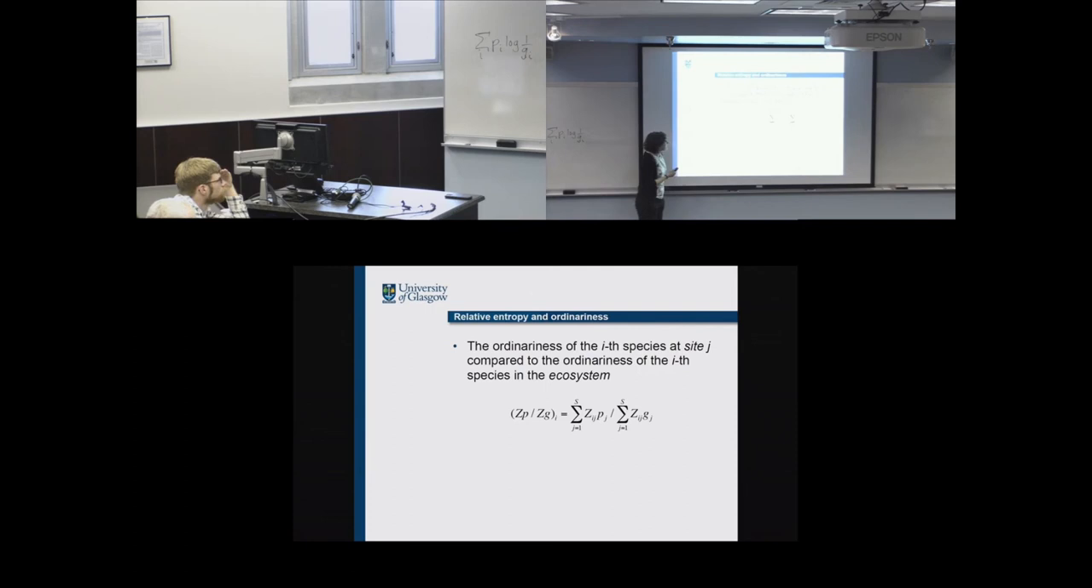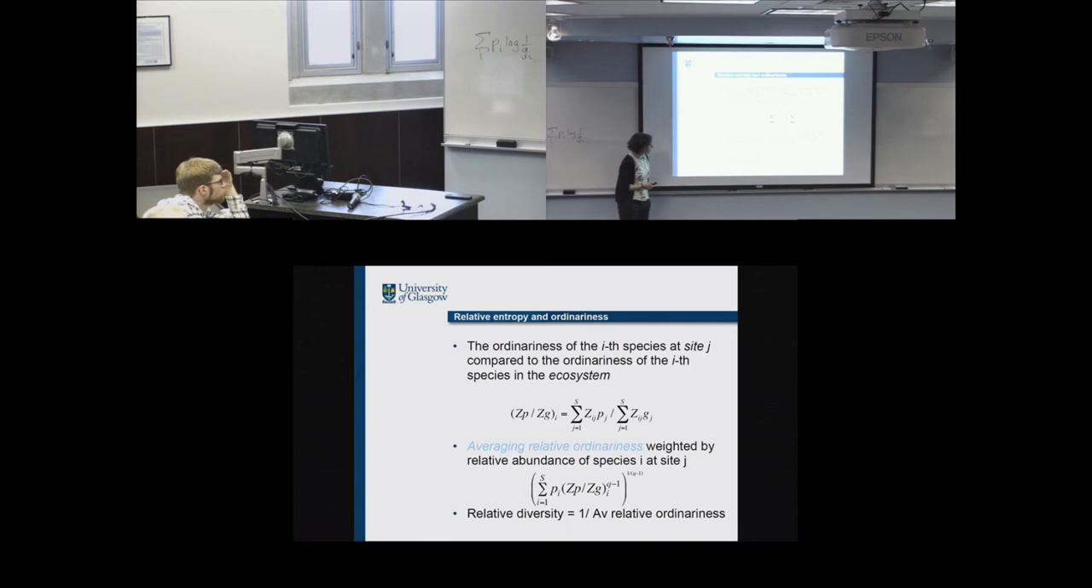So this is basically telling us the relative ordinariness of species I in the site compared to the ecosystem. It's giving us some measure of how ordinary the species is in that site compared to the ecosystem. If we do this power mean average, weighting by the abundance in the site, then we're getting some average relative ordinariness of our species in the site compared to the ecosystem. Because relative entropy is related to divergence of probability distributions, you can think about this as how far away or how close the distribution for the site is compared to the ecosystem. So it's given us some information on that. If we do 1 over this average, then we've got our diversity measure.